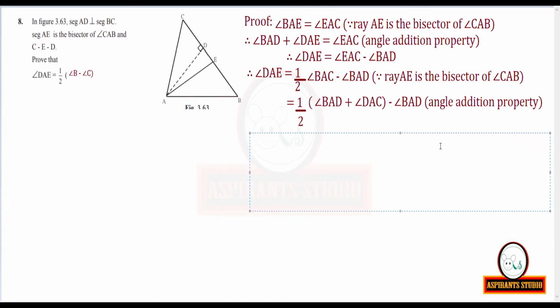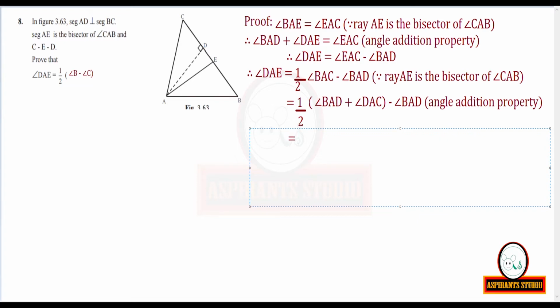Bring that half inside the bracket. Half is common to both the terms inside the bracket. So half multiplied by angle BAD plus half multiplied by angle DAC you have to write. Then minus BAD is there, bring that down.